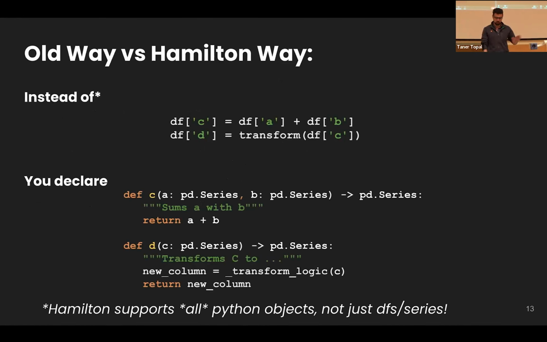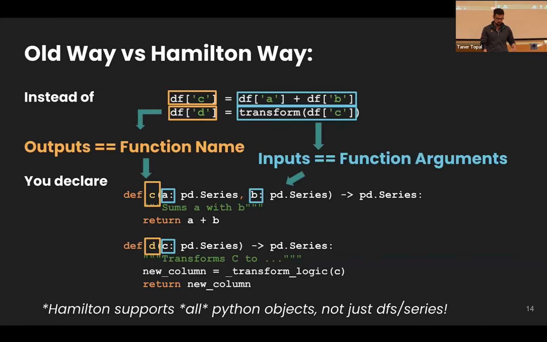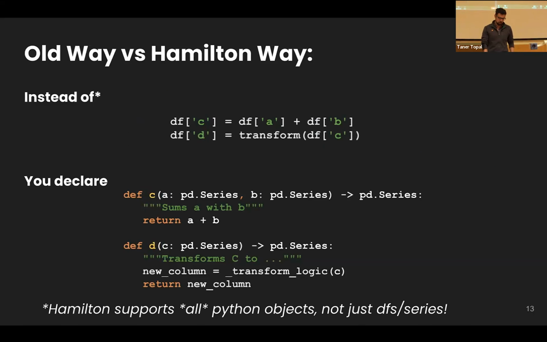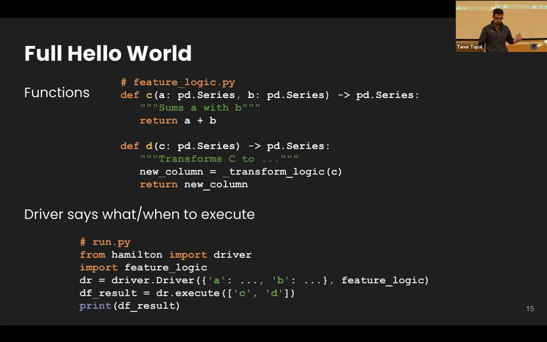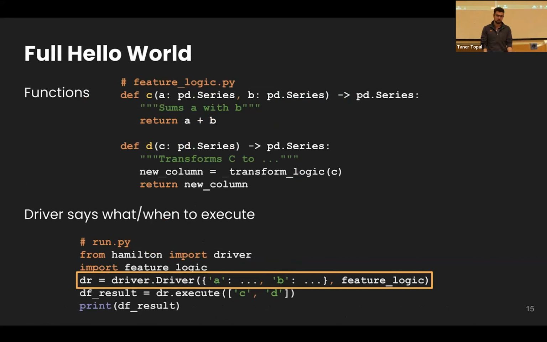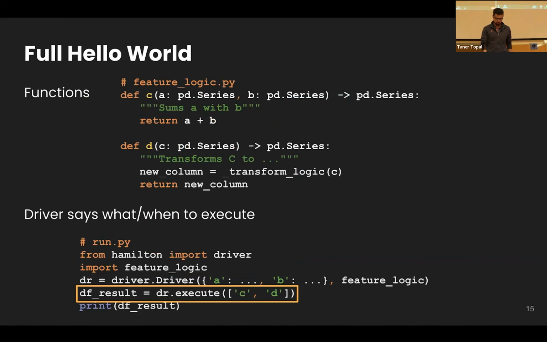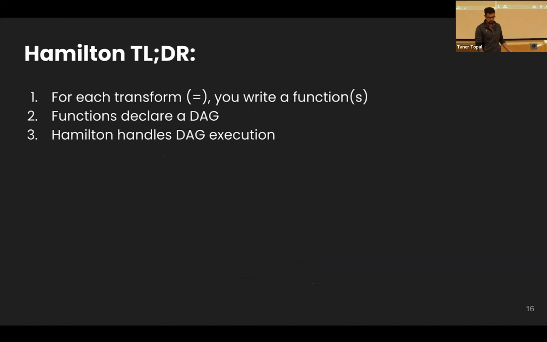And we're going to use pandas, but it can really do anything here. You declare these functions, right? Where the output is the function name and the input is the function argument. So it's just as simple as this. Every transformation becomes a function. So what does this look like altogether? Well, you've got your functions, and then you've got a driver that says what and when to execute. So we're importing this feature logic module we defined above, instantiating the driver, passing it some initial data, and then executing just the pieces we want, right? So we get delayed execution and finally output them somewhere.